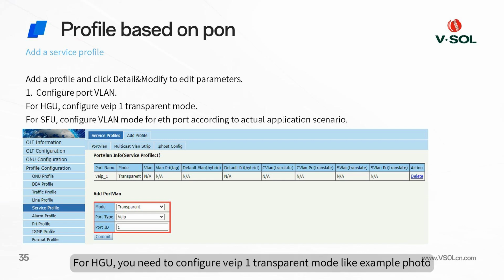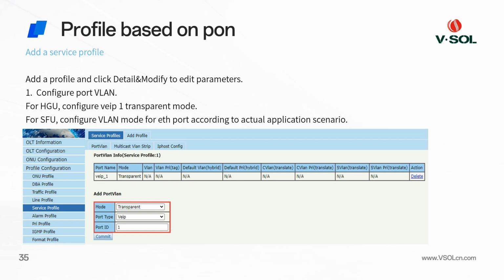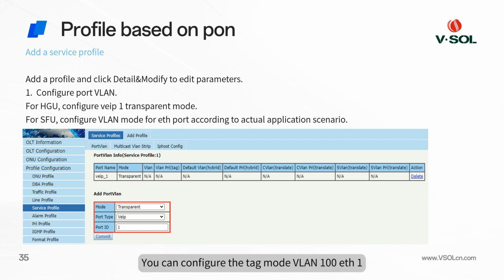For HGU, you need to configure VAP1 transparent mode like the example photo. For SFU, you can configure different VLANs to different ONU LAN ports. You need to configure tag mode and bind the ETH port ID you want to set. Such as, if you want to configure LAN 1 with tag VLAN 100, you can configure tag mode VLAN 100 ETH1.